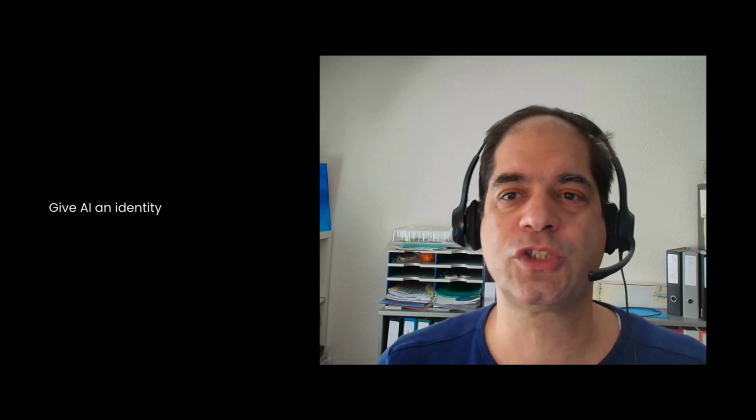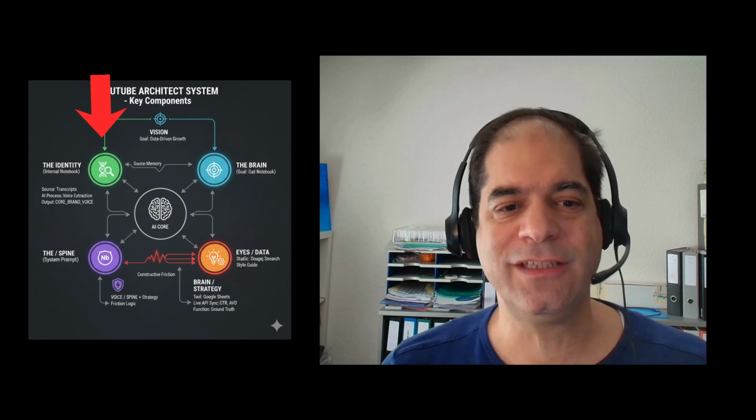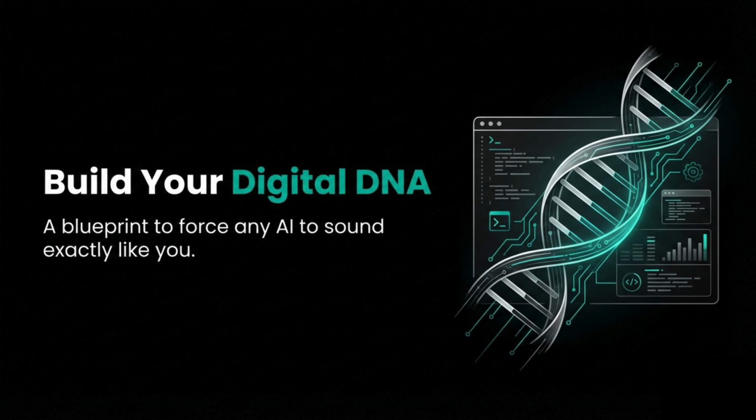But there is a way to make your AI sound much more like you or much more the way you want it to sound. And today we are going to build the identity pillar for our gem. By the end of the video, you will have a digital DNA that forces any AI not only to understand you, but also to speak like you, to use your words and your vocabulary. It also will understand your audience and share your unique perspective.